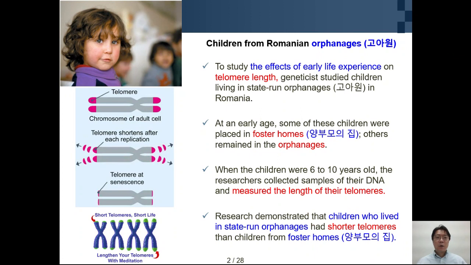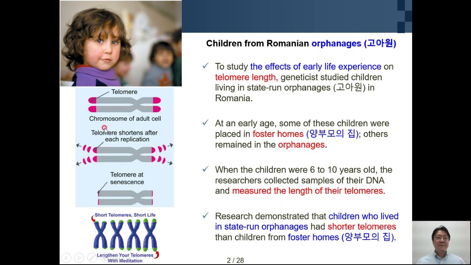So in this slide, I will explain one study example. This is about children from a Romanian orphanage. First, to study the effect of early life experience on telomere length, geneticists studied children living in a state-run orphanage in Romania. At an early age, some of the children were divided into two groups. Some of the children were placed in foster homes, while the others remained in the orphanage. When the children were 6 to 10 years old, the researchers collected a sample of their DNA and measured the length of their telomeres.